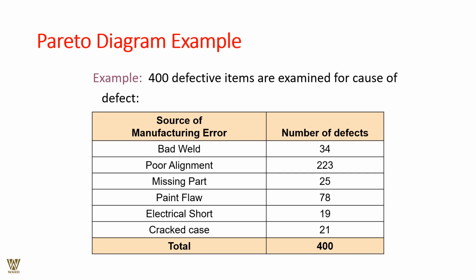So let's look at an example where 400 defective items were examined for the cause of the defect. 400 defective items were examined just to find out the cause of the defect. Now, it can be bad welding, might be 34 defects; poor alignment, 223 defects; missing part, 25 defects; paint flaw, probably 78 defects; electrical short, 19 defects; cracked cases, 21. In totality, all of the defects come to 400 defective items.